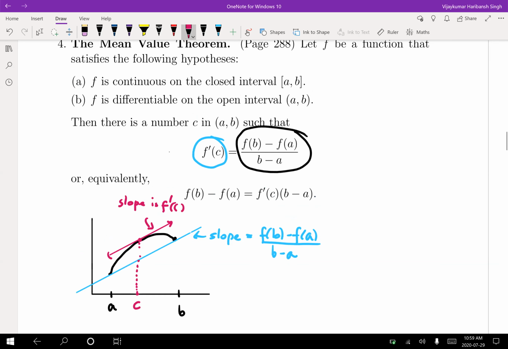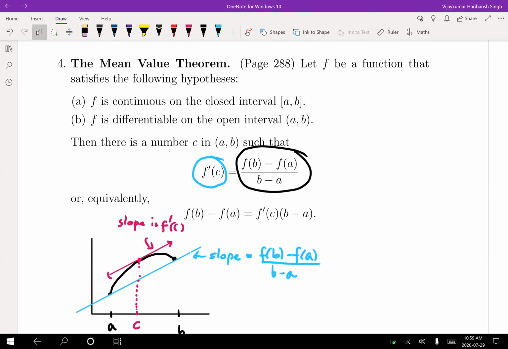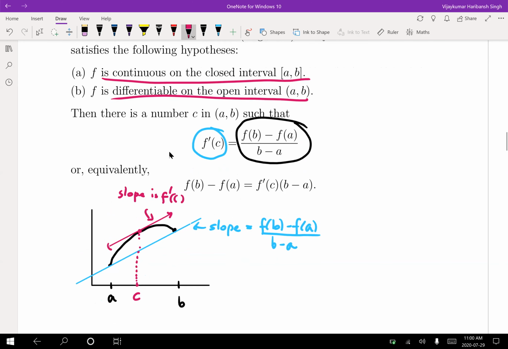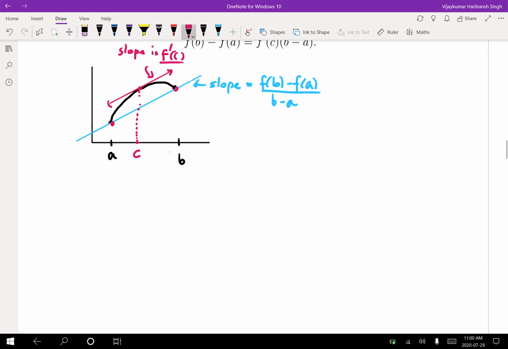Let's go through this again. The mean value theorem tells you the following. If you take f, a continuous function on the closed interval [a, b], differentiable on the open interval (a, b), then there exists a point c between a and b such that the slope of the tangent line at that point, that is f prime of c, is equal to the slope of the secant line passing through a and b. This is the mean value theorem.